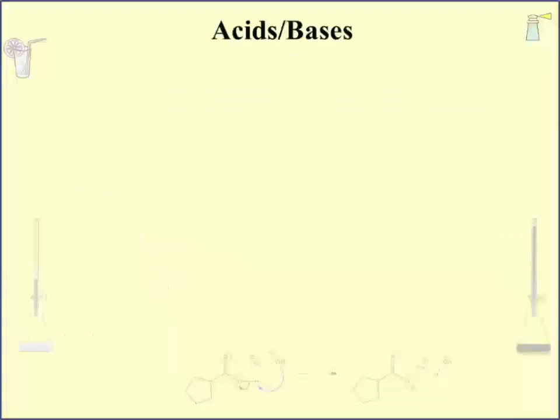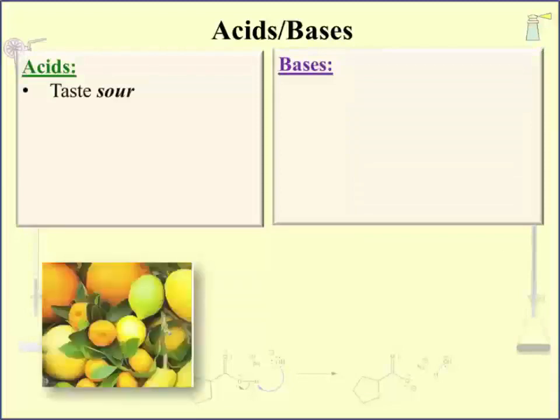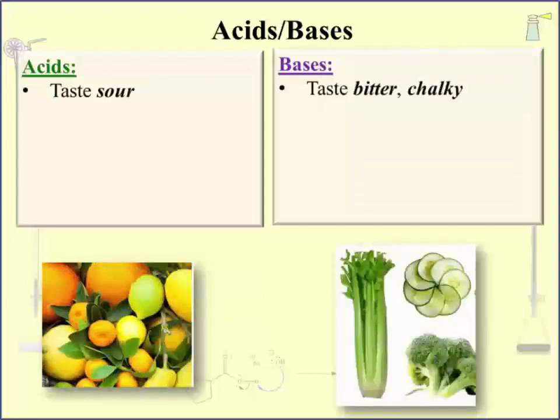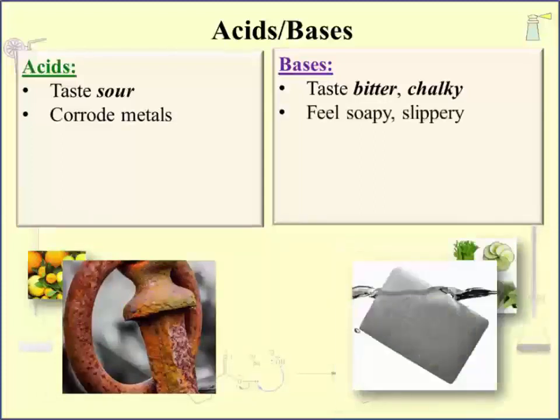Before delving deeper into details, let's get an overview of acid and base properties, comparing acids with bases. Acids tend to taste sour, like with citrus fruit, while bases are often bitter or chalky tasting. That bitter taste with cucumbers is from a base. Acids can corrode metals. Rust is accelerated by acids. Bases feel soapy or slippery. A bar of soap is basic.